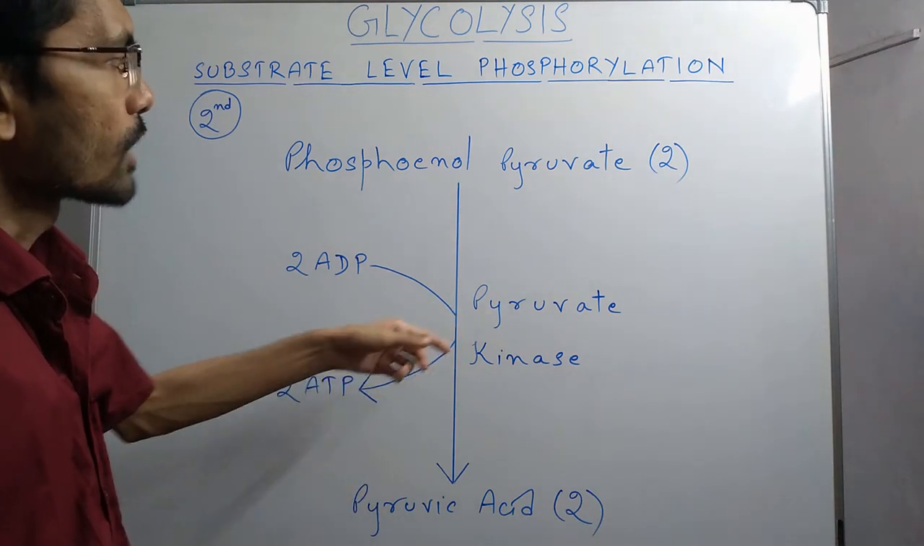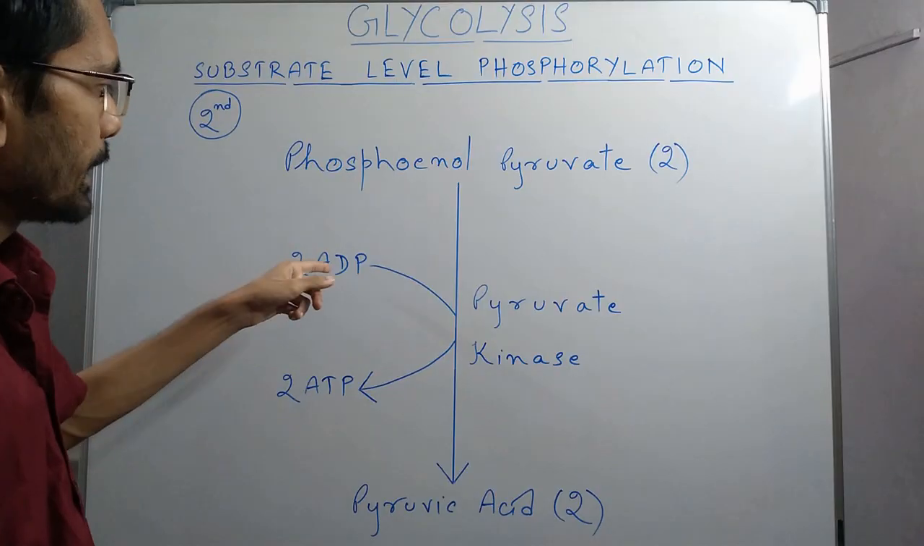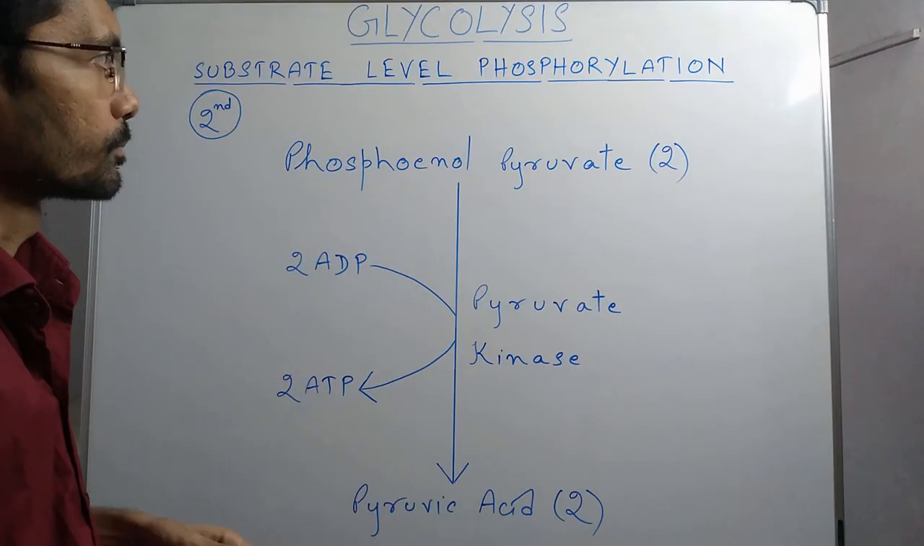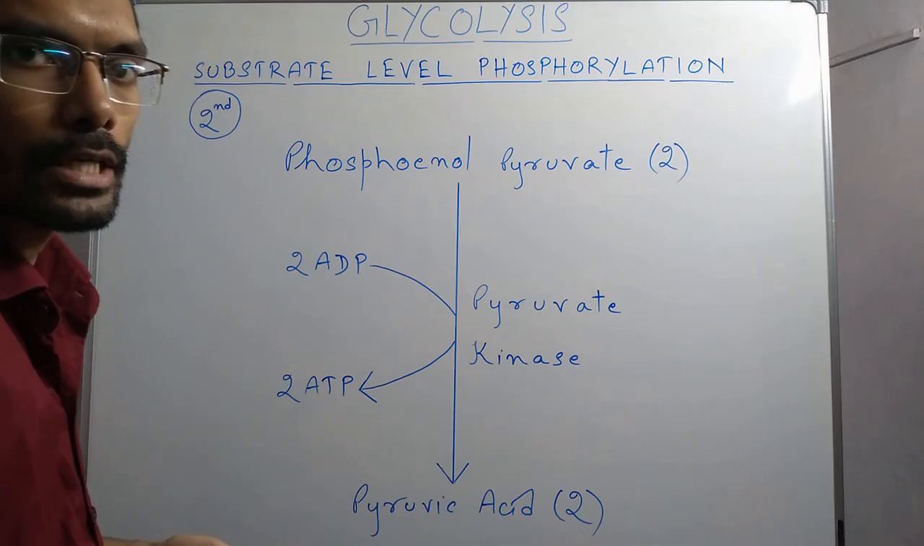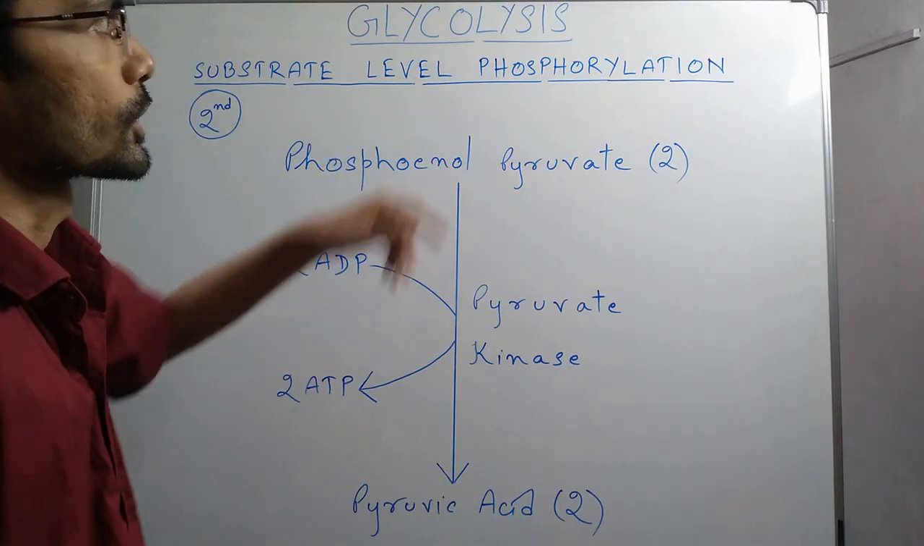Pyruvate kinase transfers a phosphate group from phosphoenol pyruvate to ADP, forming pyruvic acid and a molecule of ATP. For reasons cited for a previous reaction, this is the second example of substrate level phosphorylation.